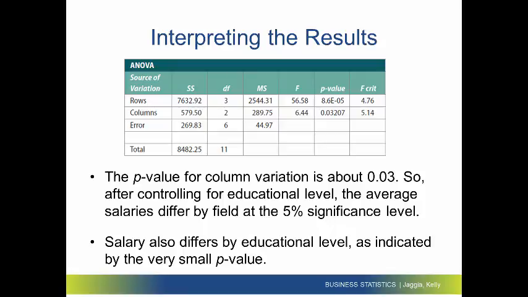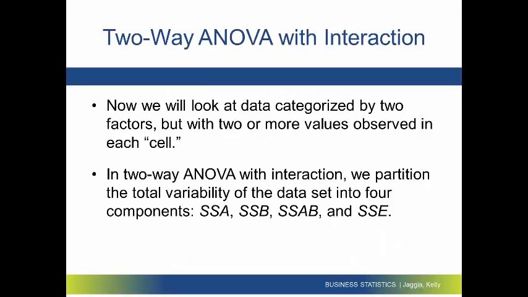Here are the ANOVA results for our example. As you can see, employment fields are significant as the p-value of 0.03 is less than an alpha level of 0.05. Therefore, after controlling for education level, which is significant also as the p-value is 0.000086, the average salaries differ by employment field, as shown by the p-value of 0.03.